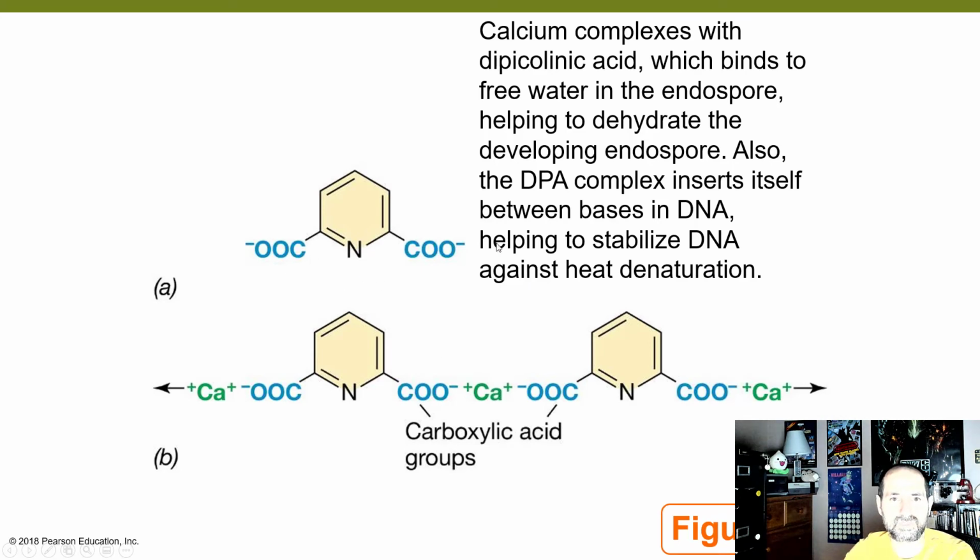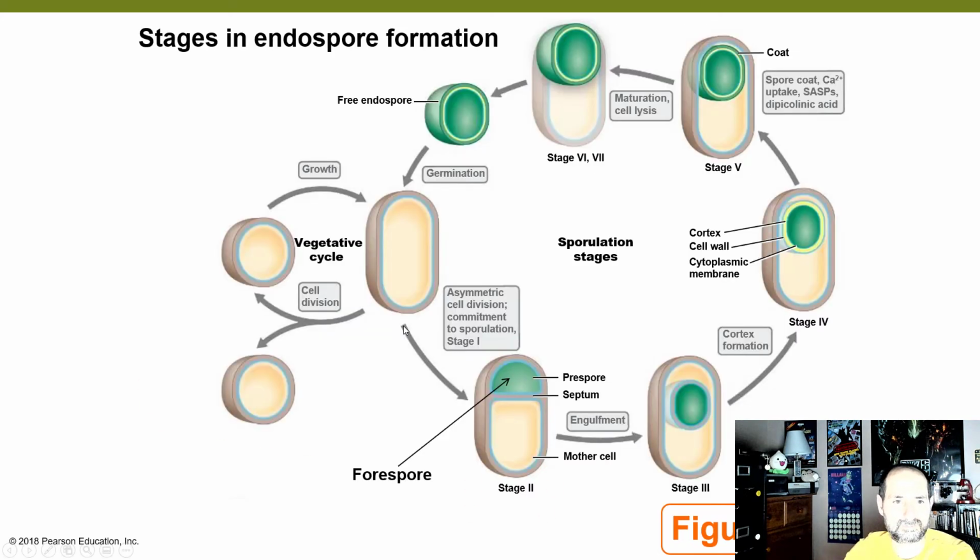Here you can see what I was talking about earlier. You can see calcium complexes with dipicolinic acid. Here's your dipicolinic acid. Calcium complexes with the dipicolinic acid, helping to dehydrate the developing endospore. Also, this complex inserts itself into the bases of DNA, helping to stabilize the DNA against heat denaturation. So not only does this help dehydrate the core, but it also protects the DNA from heat.